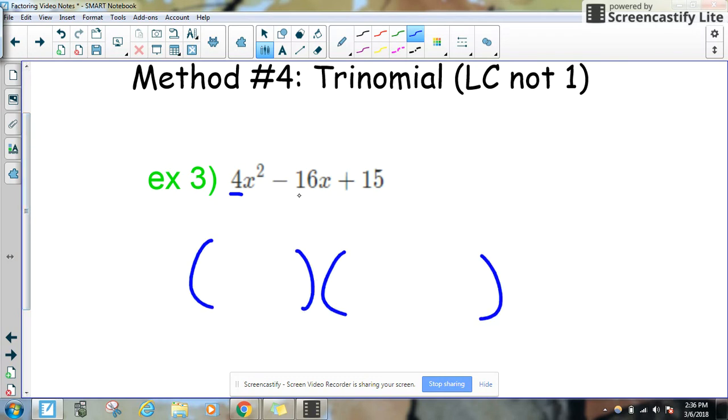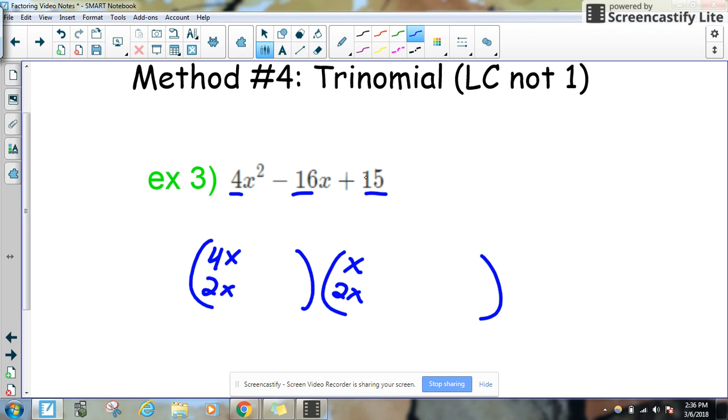So the first step would be to check if there's a GCF, and there is not a GCF you could factor out. So the next step then would be to simply use trial and error. The problem with this one, though, is that the terms placed in the front two slots have to multiply to give you 4x to the second. There's actually two ways to do that. One way would be 4x times x, and another way would be 2x times 2x. Both of these multiplications would give you 4x to the second.